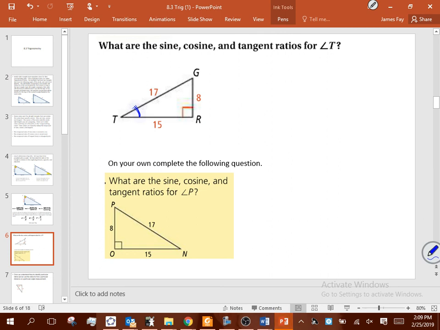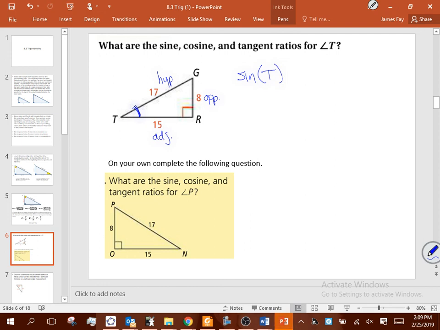I draw a little arc. It reminds me of an eyeball. 8 would be what side? Opposite. 17 is? Hypotenuse. I like the conviction. And 15 is? The adjacent. Okay? So when they ask me to find the sine, cosine, and tangent, I write sine, and then in the parentheses, we write capital T. We label the angle that we're interested in.